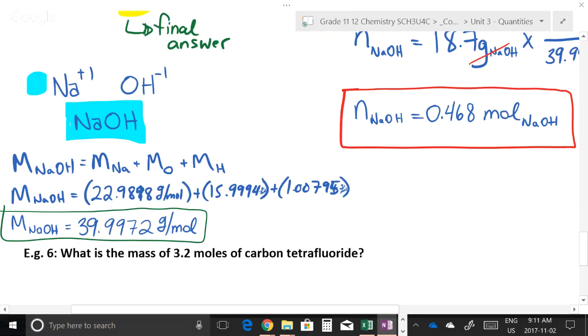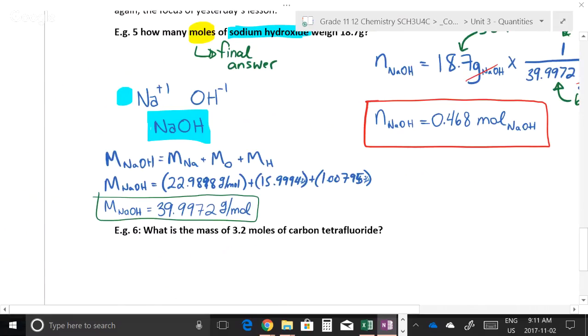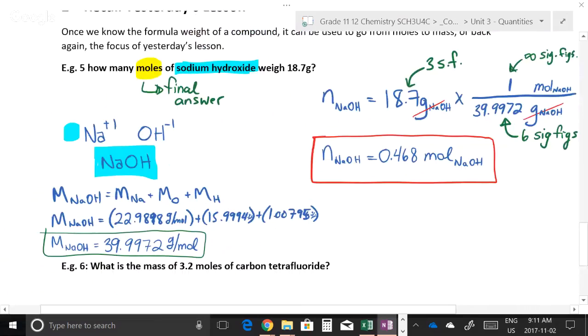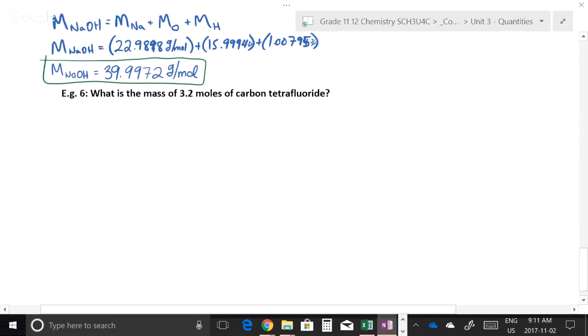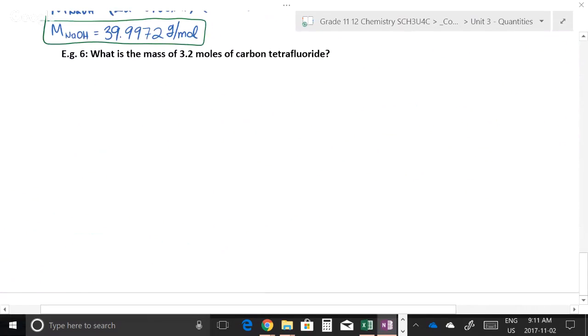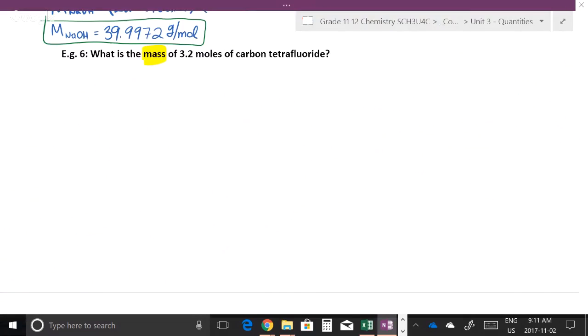All right, so I want you guys to try the next one. It's the same basic question. This one, of course, instead of giving you a mass, gives you moles, and it wants the. What's it want? What unit will your final answer be? Very good.